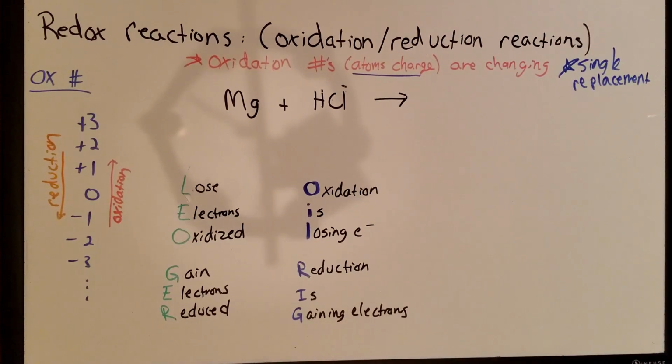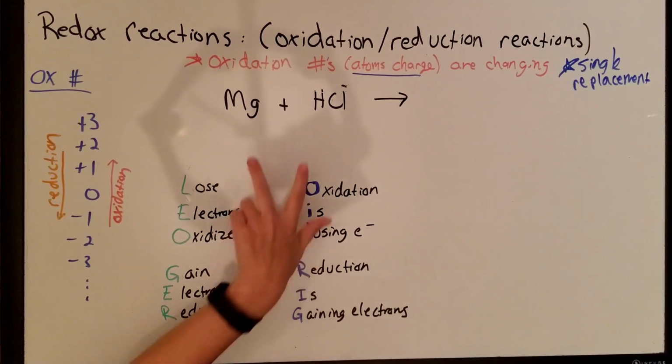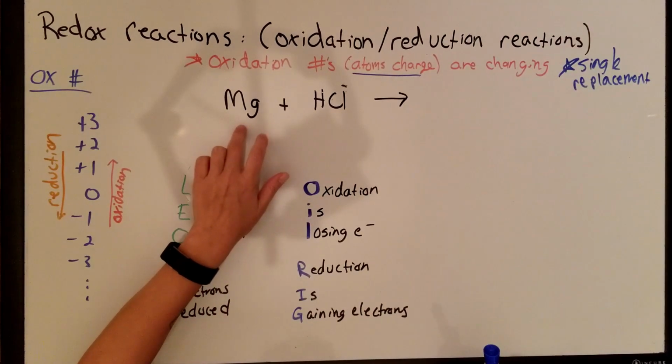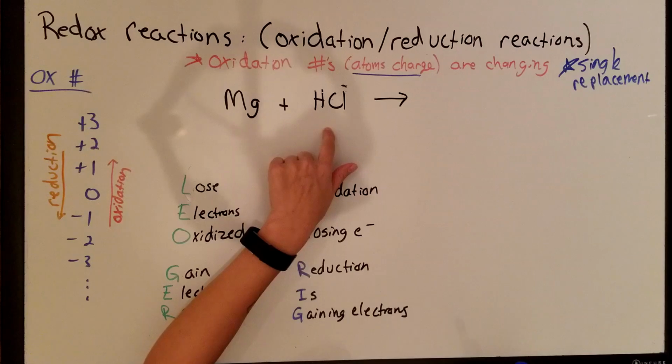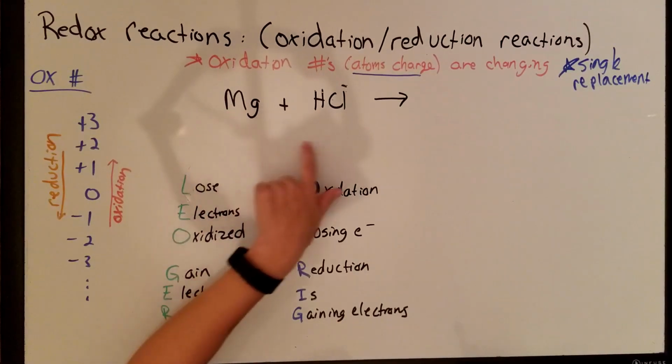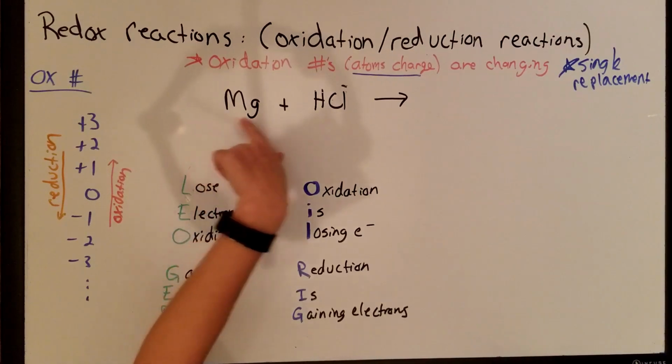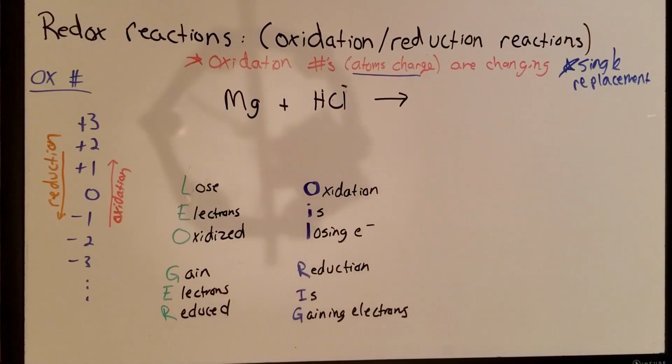So what that means is single replacement reactions, remember to identify a single replacement, it's always an element by itself reacting with a compound and taking the place of one of those elements, so that that element, in this case magnesium, is in a compound on the product side of the equation.